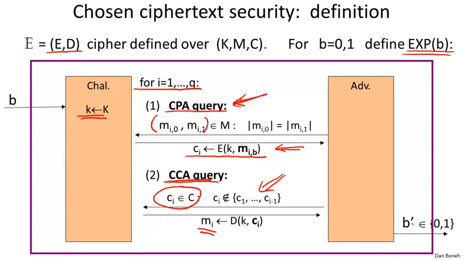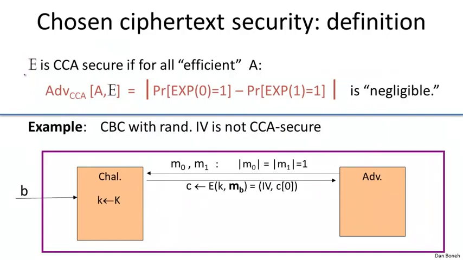I'm going to emphasize again that this is an extremely powerful adversary, one that can decrypt any ciphertext of his choice other than the challenged ciphertext, and still he can't distinguish whether he's in experiment 0 or in experiment 1. So as usual, we say that the cipher is CCA secure, chosen ciphertext secure, if the adversary behaves the same in experiment 0 as it does in experiment 1, namely cannot distinguish the two experiments.